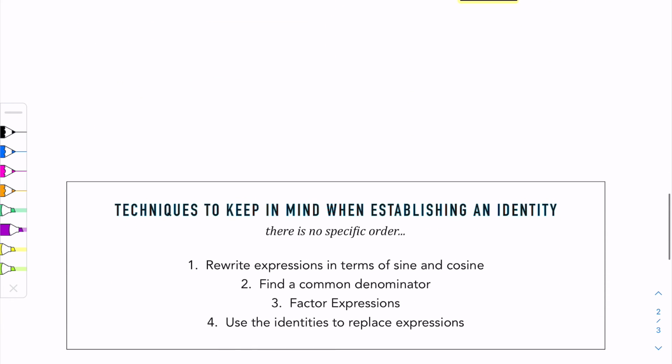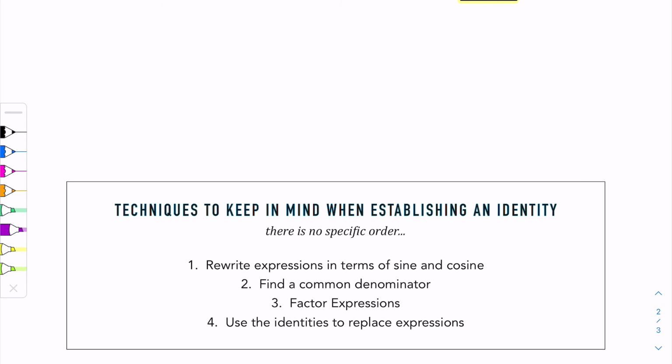At the bottom of this page, I just typed a couple techniques to keep in mind. There's no specific order to these. These are literally just helpful tips. So there's 4 helpful tips. However you read them, however you approach them is up to you. The first tip is to rewrite expressions in terms of sine and cosine. I say that because I feel like it's easiest to simplify sine and cosine. There are alternate methods, but sine and cosine are the easiest to deal with.